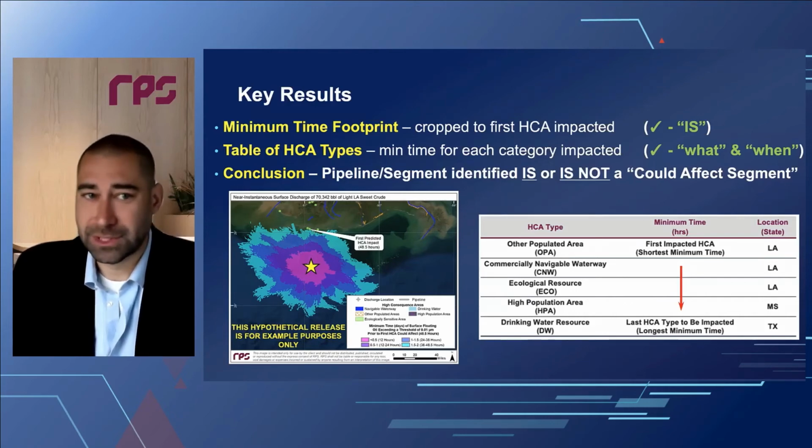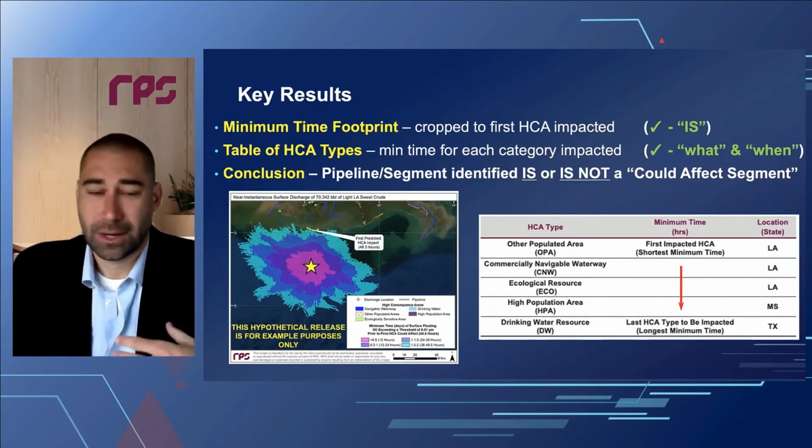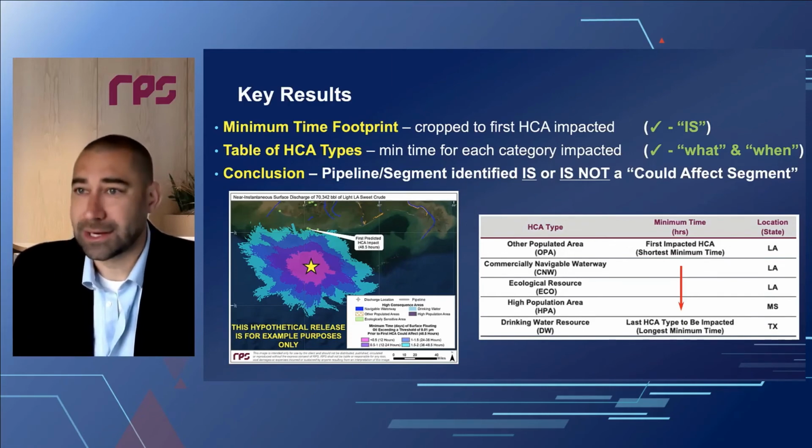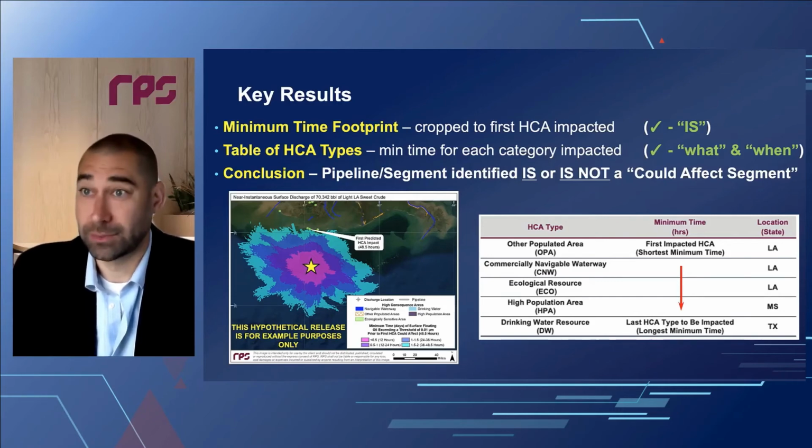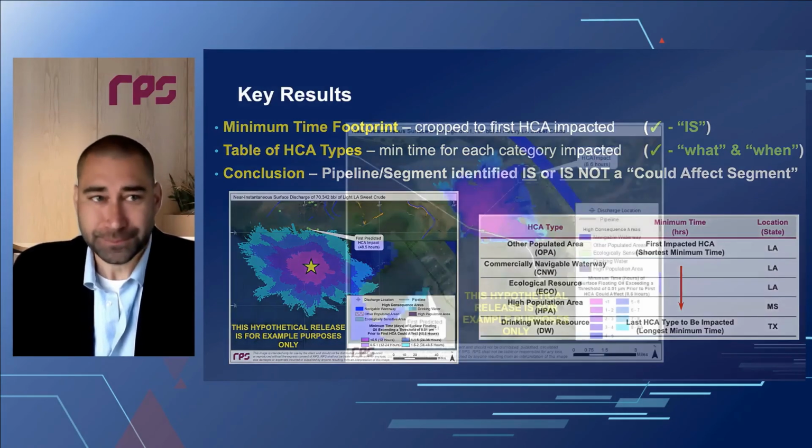So the conclusion from this was this pipeline segment or facility would be identified as a could affect segment because we did identify that a resource could be affected. We could provide just minimum times. We could provide footprints. We could provide any number of data.